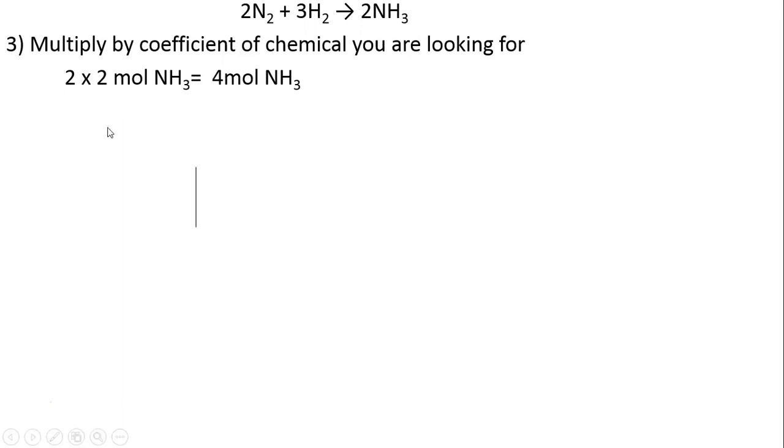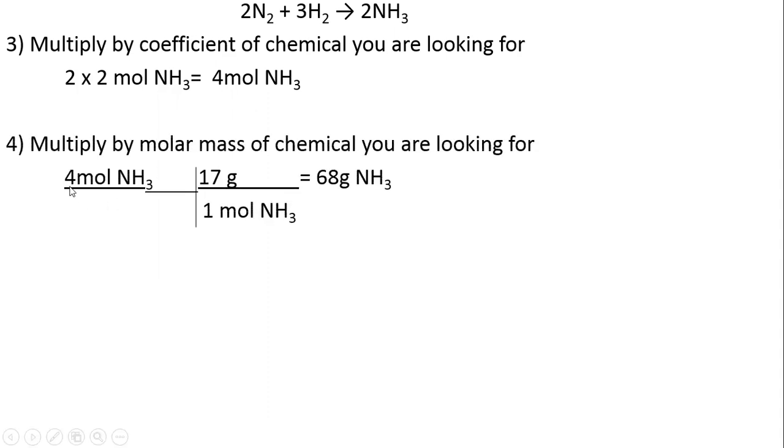So for step 3, we're going to multiply by the coefficient we're looking for. We're still looking for ammonia. 2 times 2, 4 moles of ammonia. We're good. Now we need to go to grams. So multiply by the molar mass again, which is 17 grams per mole. This is 68 grams. The units, moles, go away. You get 4 times 17 grams, which gives us 68 grams of ammonia.